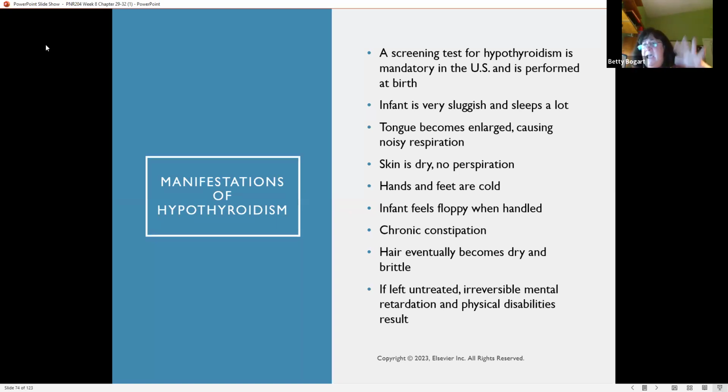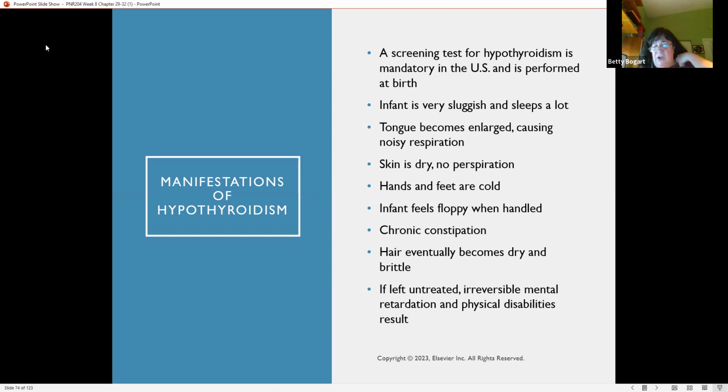Now, if everything's down, hypo, this is a child, an infant, who's very tired and sluggish and sleeping a lot, right? Their tongue gets big and that affects their breathing, okay? Now, just like adults, skin is dry, they have cold intolerance and constipation, and their hair is dry and brittle. The difference with children is growth, right? And cognition. In older people, it doesn't make the difference, but you can see those similarities.